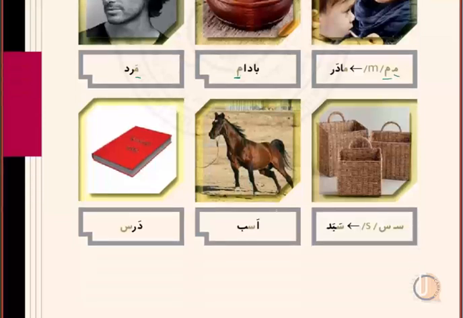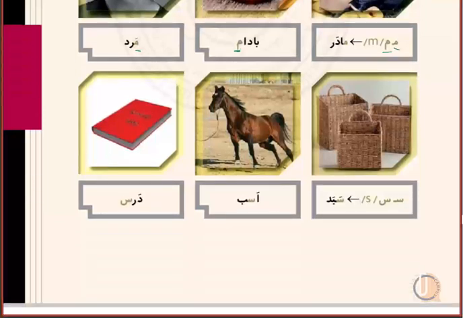Okay, next letter is called seen, capital seen. Small seen, the sound is s, as in sabad, basket. At the beginning position, we use the small, and also in the middle position, we use the small one. Asb, horse. And at the final position, we have the capital seen, that is dars, lesson.